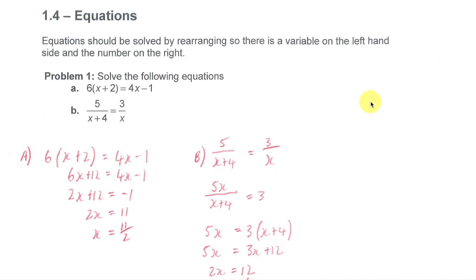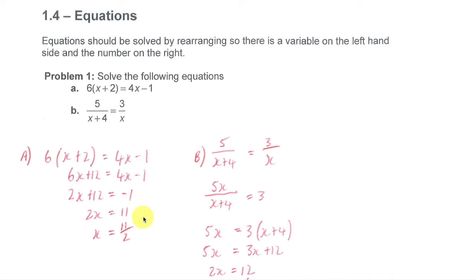Exercise 1.4, we're looking at equation solving for different variables. For A, we've got this. First job, let's expand the bracket, so 6 lots of x plus 2 becomes that. And I'm going to subtract 4x from both sides. So 6x take 4x is going to become 2x.